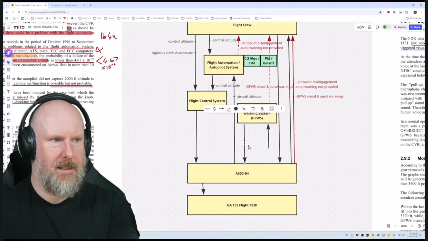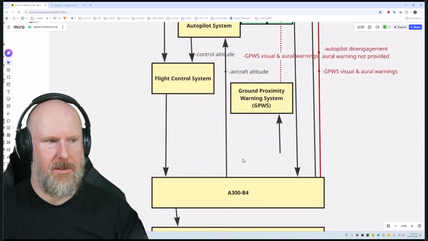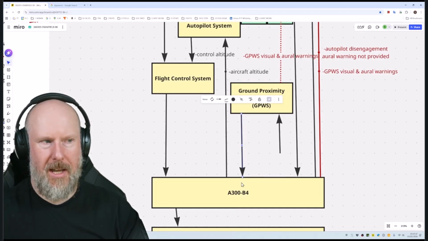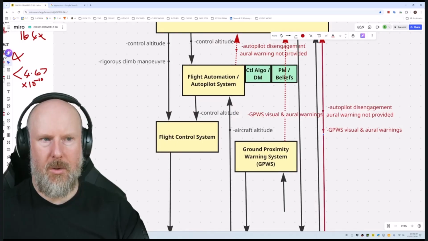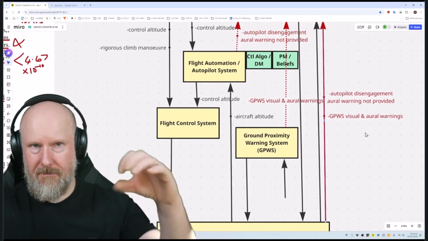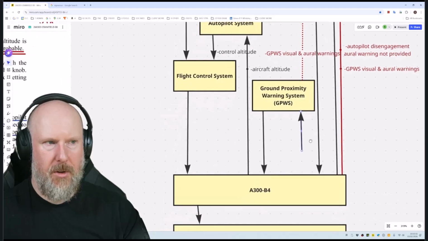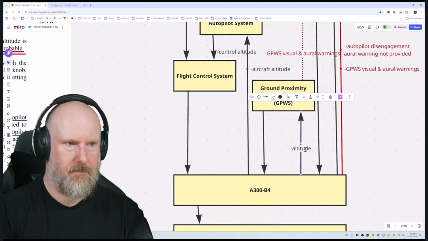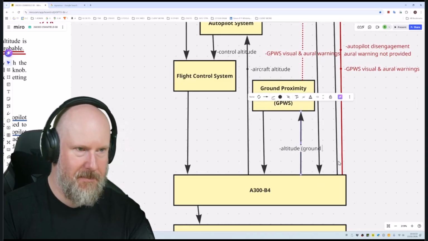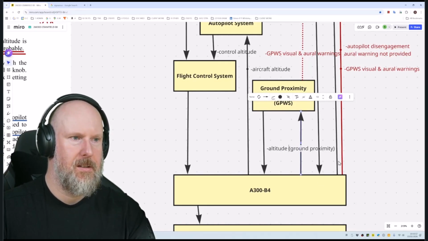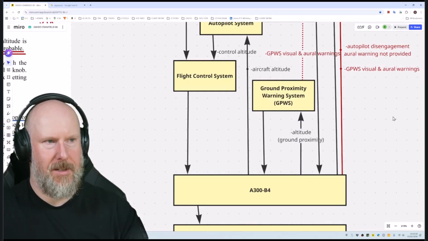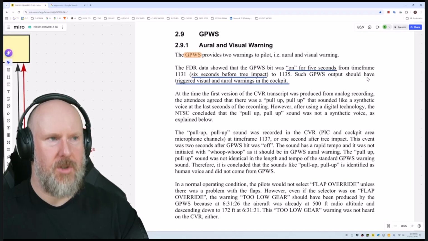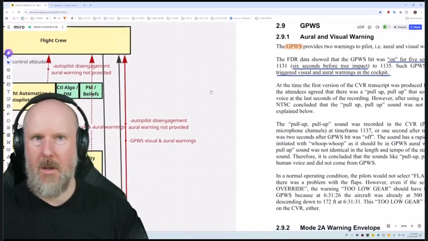In fact, let me just delete that bit there, because I don't know if it provides information to the aircraft, unless it's just information to the data recorder and information for the visual and oral warnings on the flight deck human machine interface. But of course it's going to need information from the aircraft. One of those is altitude or ground proximity. There we go. So it's going to need that information to be able to make a decision to provide an alert. So if it should have triggered visual and oral warnings, why didn't it?